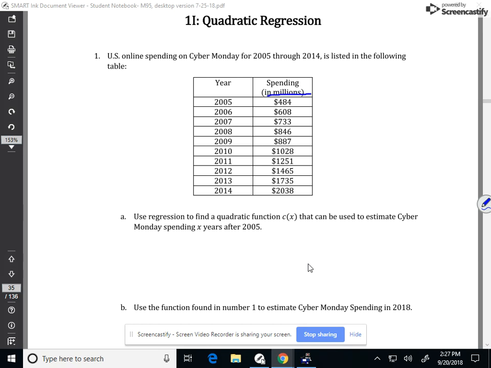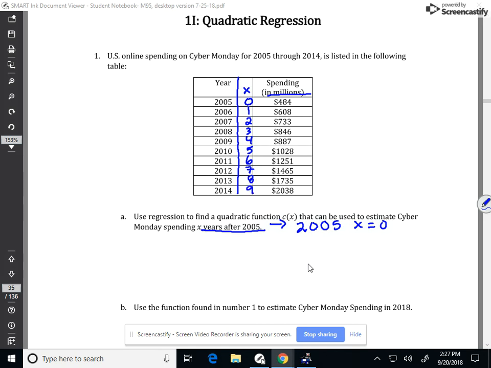Part A says use regression to find a quadratic function, C of x, that can be used to estimate Cyber Monday spending x years after 2005. What this means is that it wants us to think of the year 2005 as our year where x equals 0. So in 2005, my x value is 0. In 2006, it's 1 because it's 1 year since 2005. And then we have 2, 3, 4, 5, 6, 7, 8, and 9.